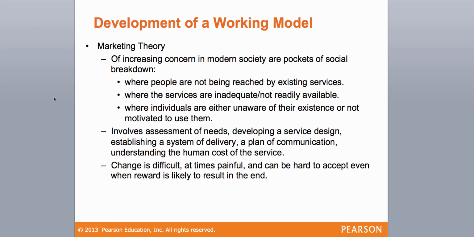So, in a sense, we have to look at a community on a larger basis, or a client situation on a larger basis, and make those services available to them. In doing this, there are five or six different steps that the text identifies, including assessment of what the needs are, developing a service design, establishing a method of delivering the service, communicating about that service back and forth, not just one way but both ways, and understanding the human cost of the service.